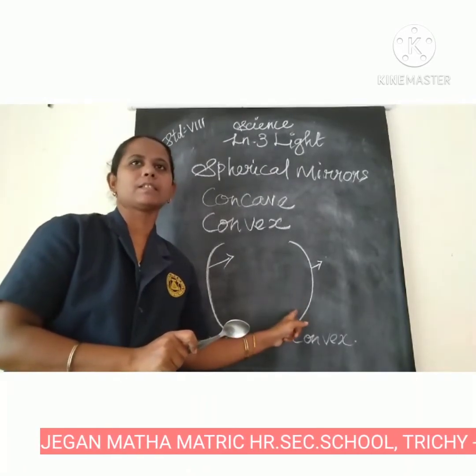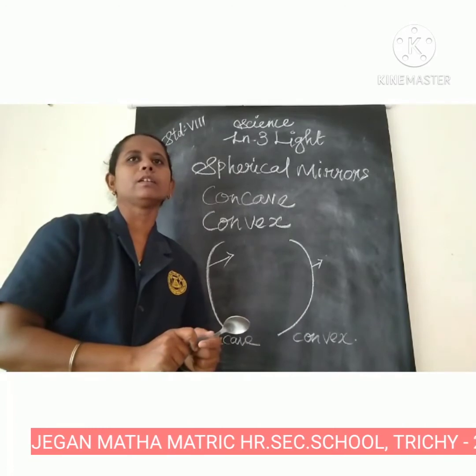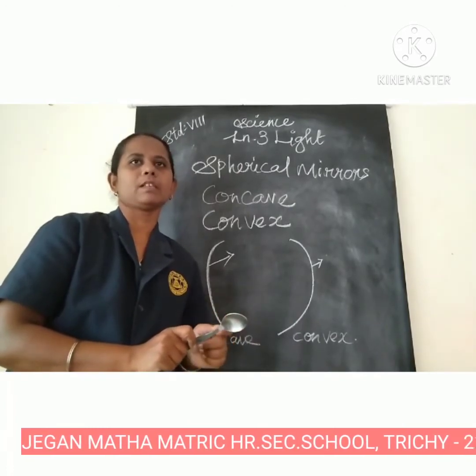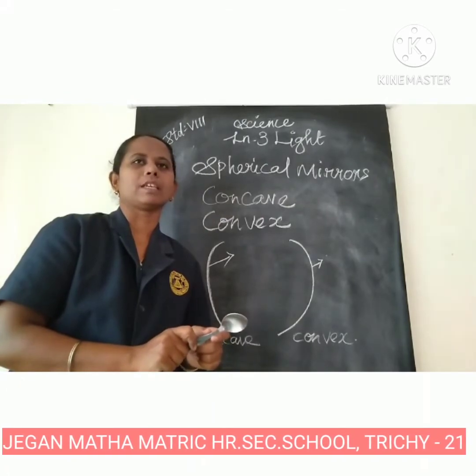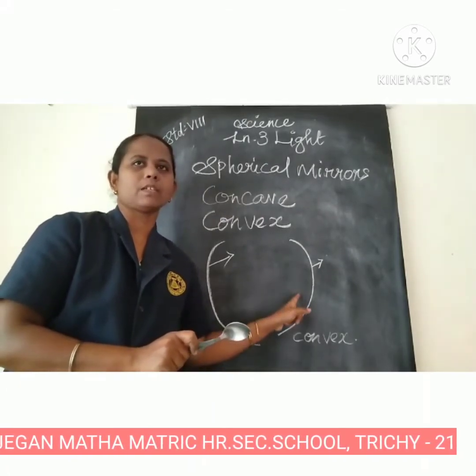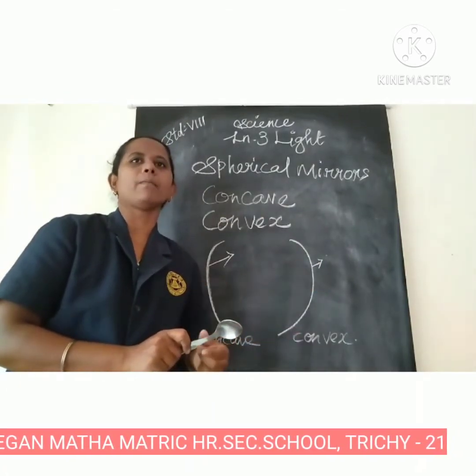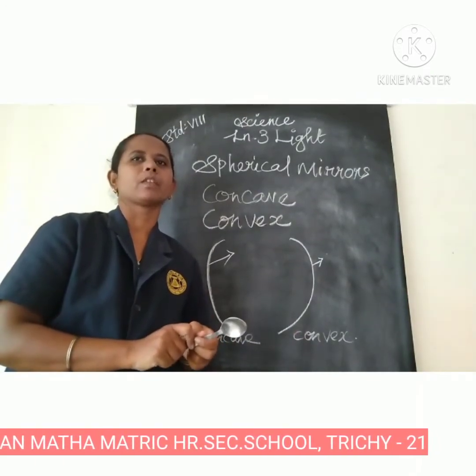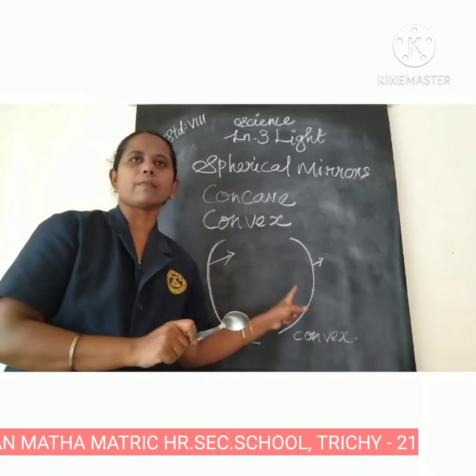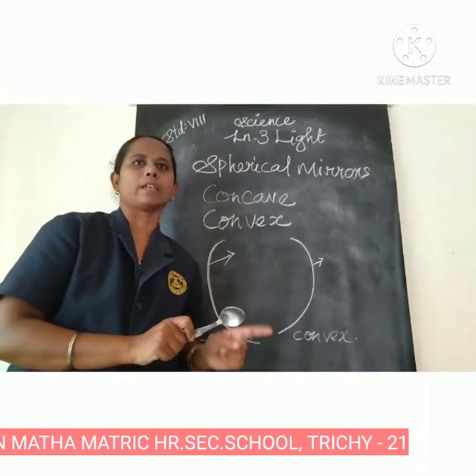The convex mirror is the example for rear viewing mirrors used in vehicles. Once again, the image formed by a convex mirror is smaller than the object. The convex mirror is most commonly used in vehicles.